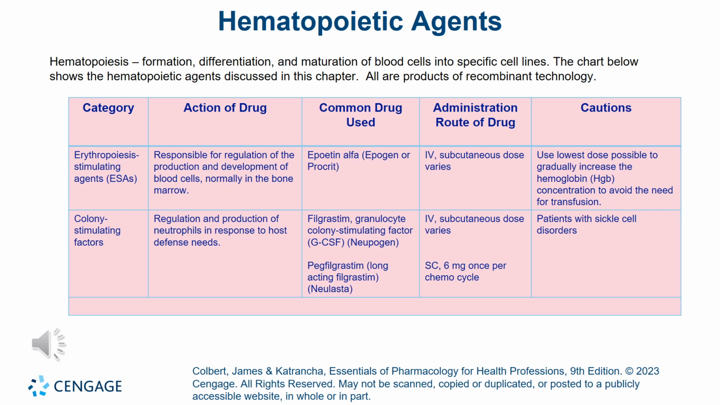They are responsible for regulation and production of neutrophils in response to host defense needs. Common drugs used here are filgrastim, which is a granulocyte colony stimulating factor, or Neupogen, and pegfilgrastim. This is a long-acting filgrastim, Neulasta. Filgrastim is administered IV. The subcutaneous dose will vary. Pegfilgrastim is sub-Q, 6 milligrams once per chemotherapy cycle. Cautions with this is patients with sickle cell disorders.